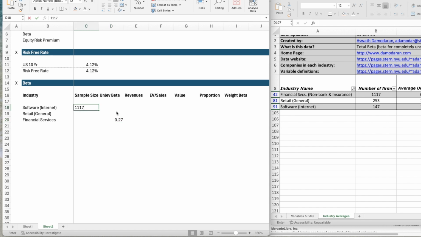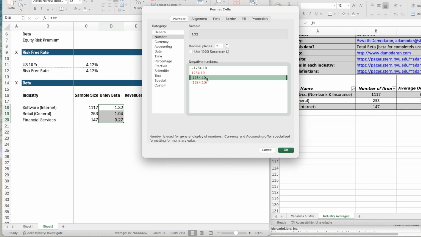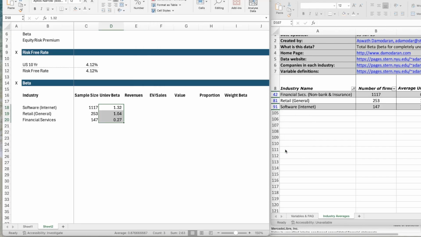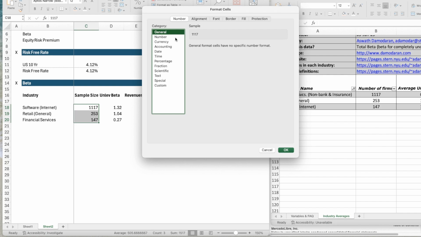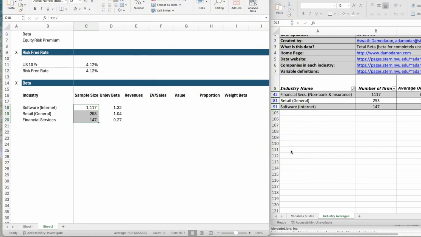So 1117, 253, 147, 1.04, 1.32. Quick bit of formatting. Number 2, yeah, that's good. Number, there we go.